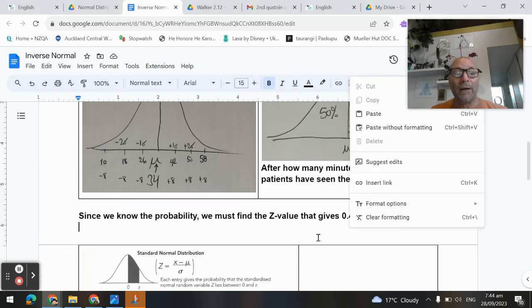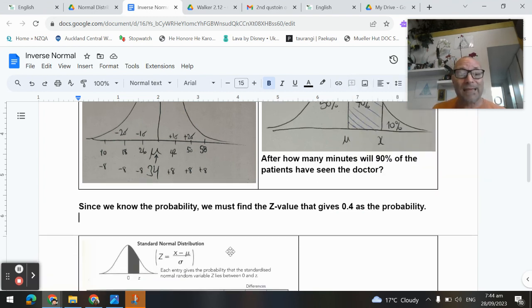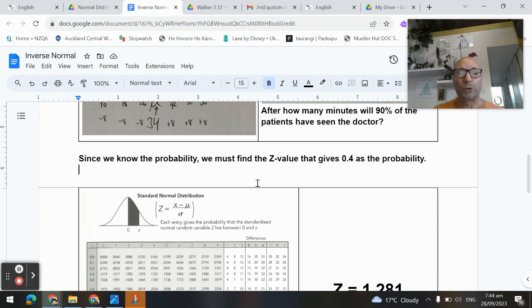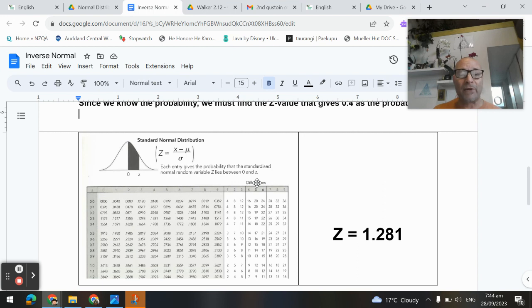Because as we know, the table that we're familiar working with will give you the probability that the standardized normal random variable Z is between 0 and Z standard deviations. Now, again, we know 90% are below the X, so that means the probability of being between 0 and X is 0.4. So we need to look up in the table and find where a Z value gives a probability of 0.4.